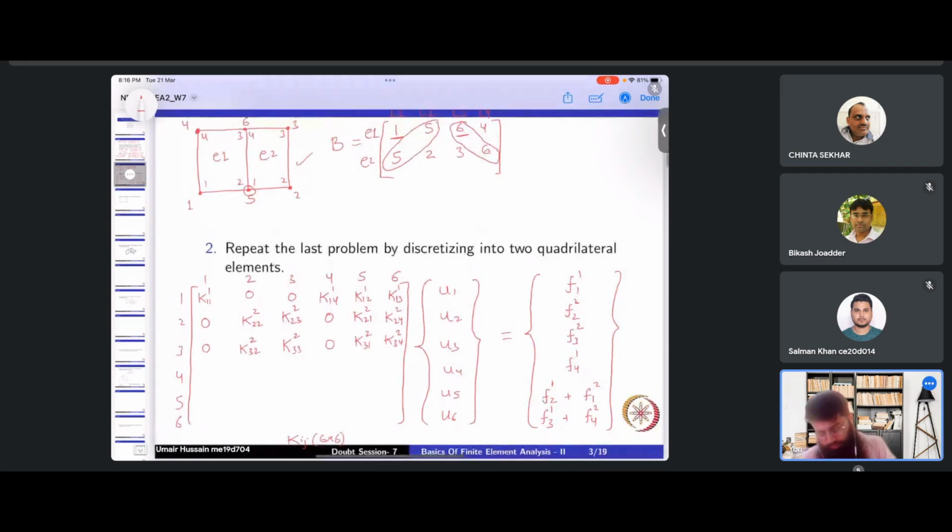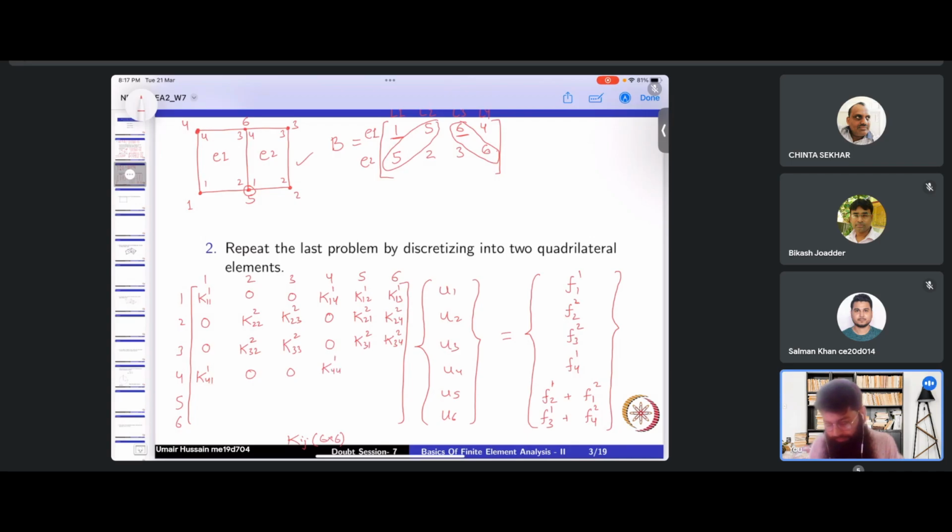Now 4 1. 4 1 we have a connection, that is K4 1 of element 1. For 4 2, is it connected or not? No, zero. And for 4 3? No, 4 and 3 are also not in the same element. So 4 3 is also 0, right? And for 4 4, we have node 4 in only element 1, that is the fourth local node.